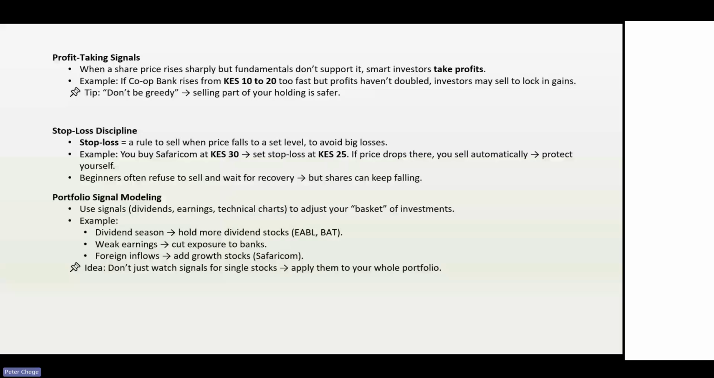So then, how do you model your portfolio? Always use those signals we have talked about: dividends, earnings, technical charts, profits, to adjust your shares. During dividend seasons, hold your dividend stocks, add more to get more dividend. Reinvest that dividend to buy another dividend. When that dividend comes, reinvest the same. So you are using a dividend to buy another dividend, called compounding.